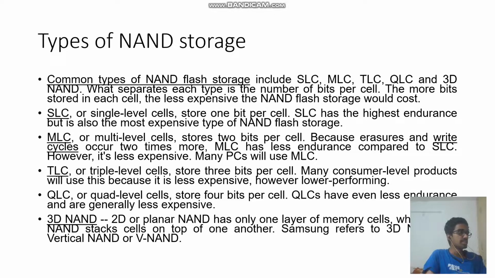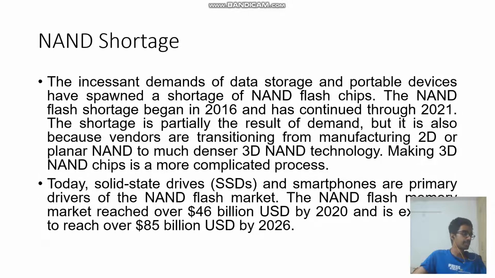TLC, or triple level cells, store 3 bits per cell. Many consumer level products will use this because it is less expensive, however lower performing. QLC, or quad level cells, store 4 bits per cell. QLCs have even less endurance and are generally less expensive. 3D NAND. 2D or planar NAND has only one layer of memory cells, whereas 3D NAND stacks cells on top of one another. Samsung refers to 3D NAND as vertical NAND or VNAND.